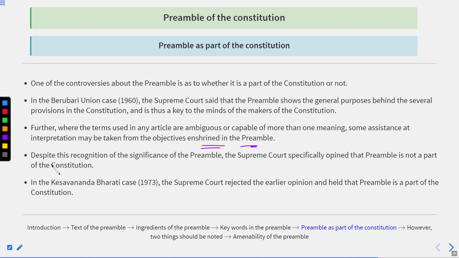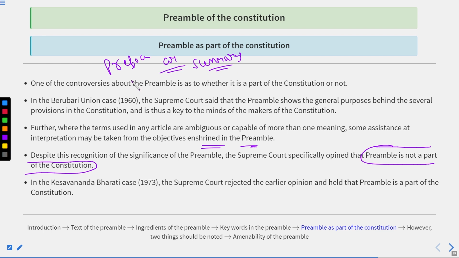Got it? Despite this recognition of the significance of the preamble, the Supreme Court specifically opined that the preamble is not a part of the Constitution. Why? Because the Constitution was adopted on 24th November 1949 and the preamble was adopted on 26th November 1949 as a preface or summary. So it does not have the specific force of the Constitution. You could say it's only working as the summary part.